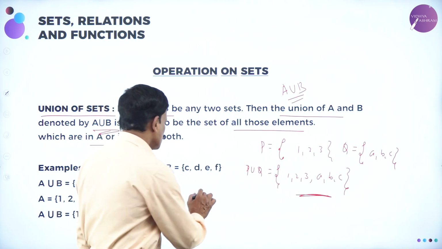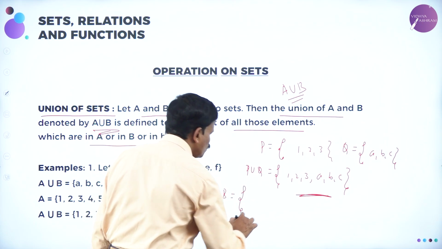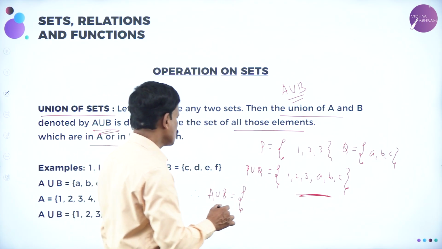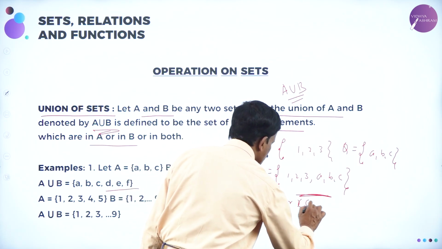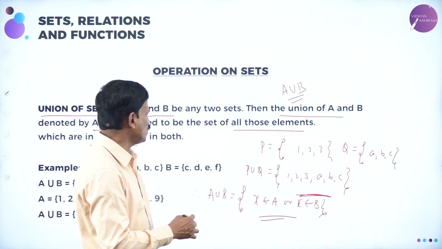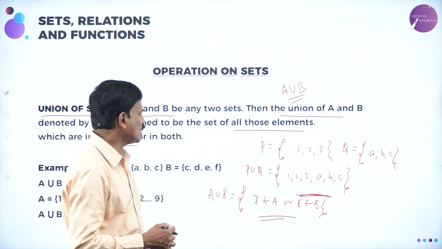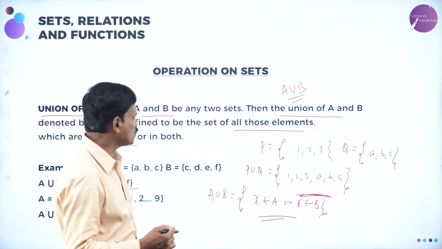So in general, if A and B are any two sets, then the union of the two sets A and B is all the elements x such that x belongs to A or x belongs to B. A union B is nothing but the set of elements x such that x belongs to A or x belongs to B.